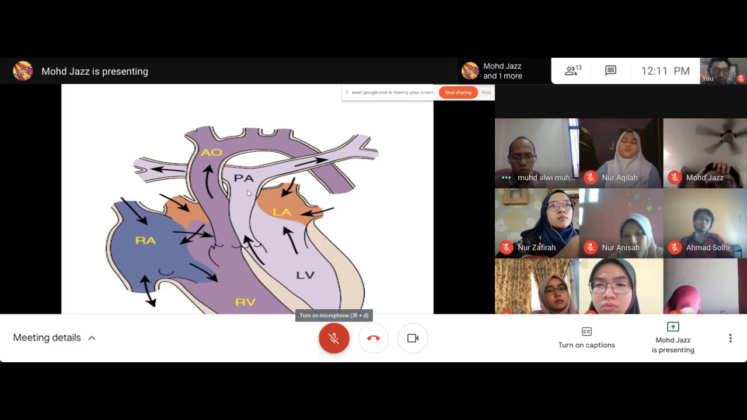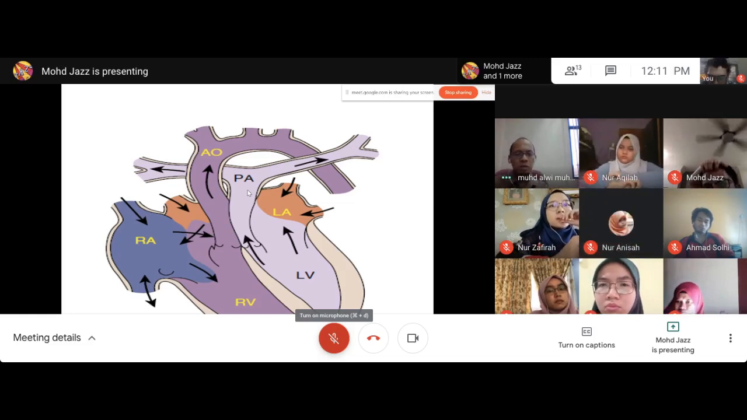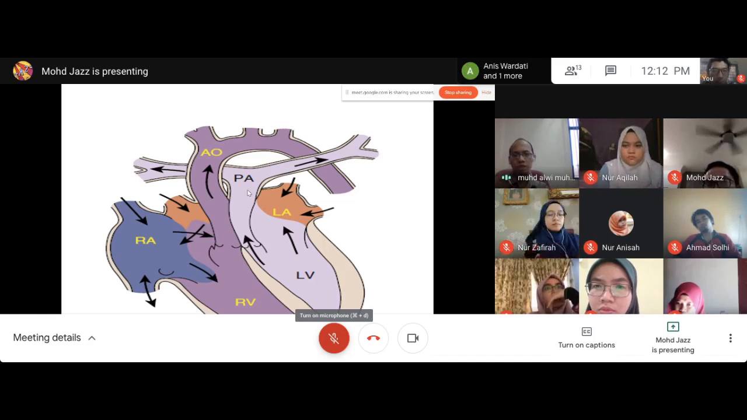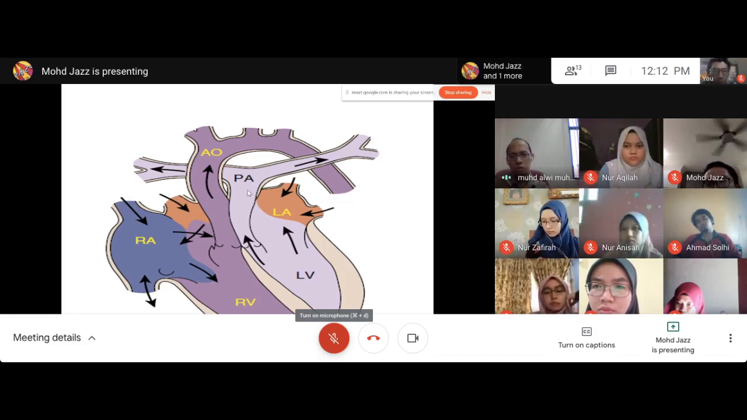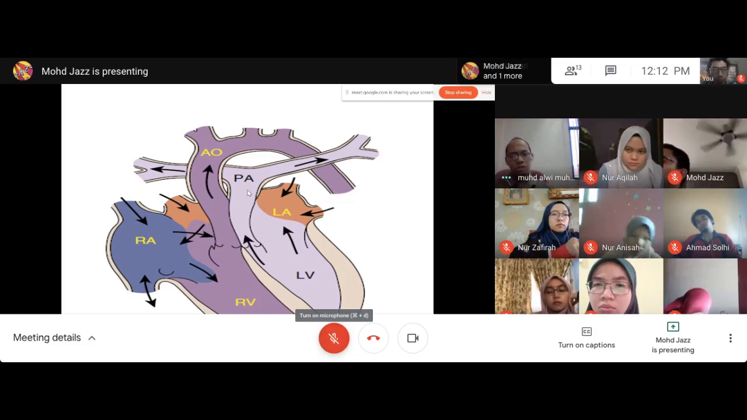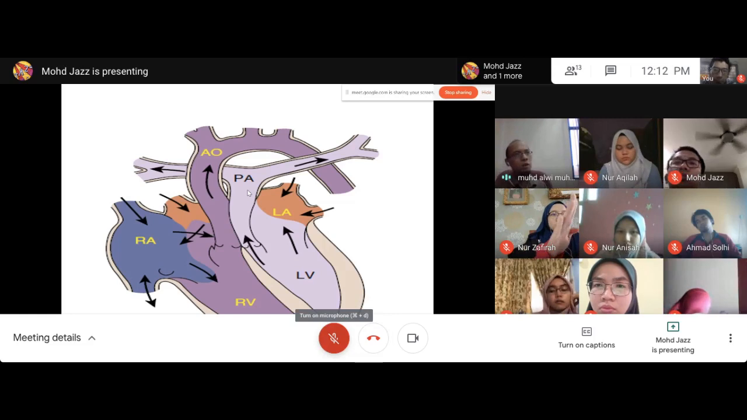So number one. Number two is because the LV is supposed to be very thick and very strong, and it conducts a lot of impulse. That's why impulse from the LV, the QRS is very wide and very tall. Okay, faham tak? If it originates from the LV, it is very wide and very tall. That's why if you see left ventricular hypertrophy, you will see tall R, kan? Because it reflects the amount of impulse from the LV.